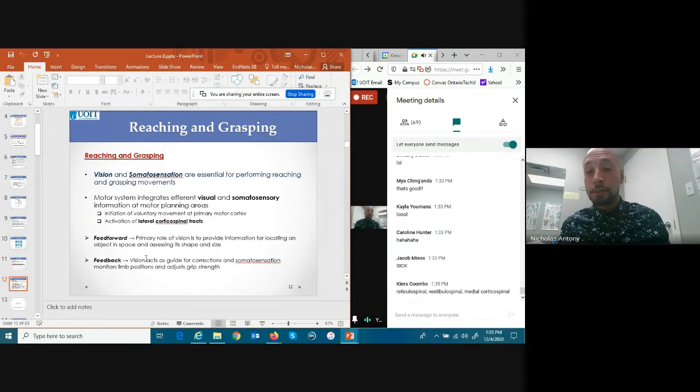And then reaching and grasping, that's fine control. So of the tracts that we talked about, this one's going to rely heavily on our lateral corticospinal tract, or the lateral upper motor neuron tracts, because that is for fine control.